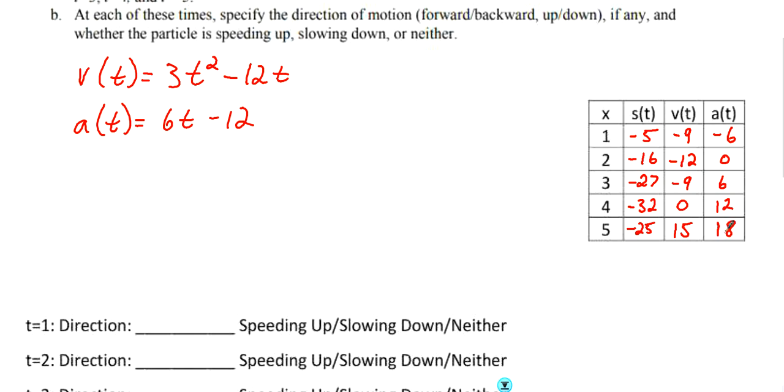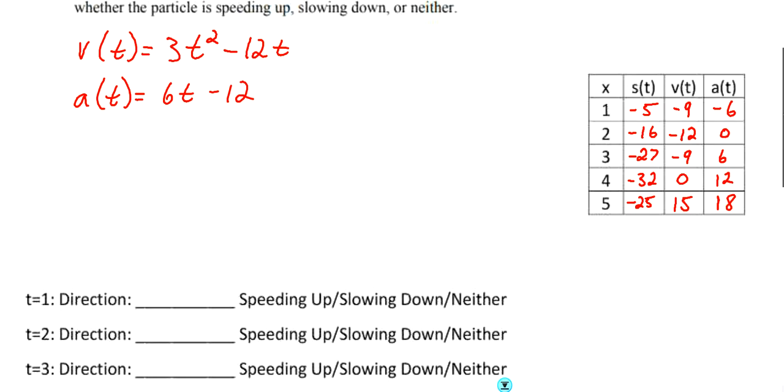Now, I'm not going to create a chart that shows speed, because speed is the absolute value of velocity. So basically my velocity line is the exact same thing as speed. You just take the absolute value. So we're not going to worry about that.